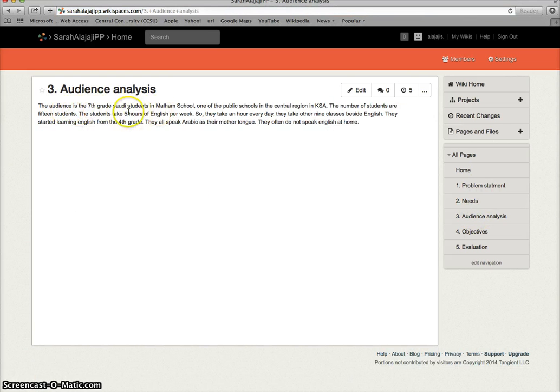Okay, good. Okay, Malcolm School. Number of students are 15. Okay, students have 5 hours of English per week. Okay, how many boys and girls? What ages are they? Are they similar ages or are they different? Sometimes you have kids that are much older. Also, yeah, boys and girls is important for this.